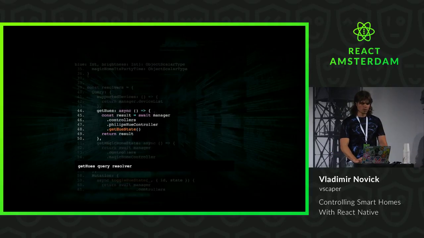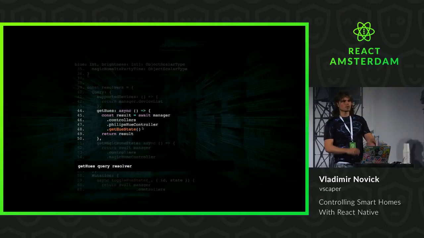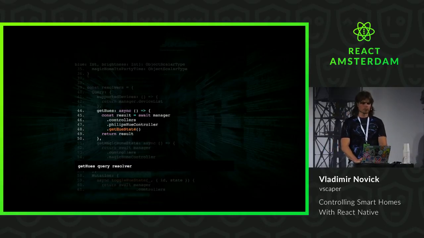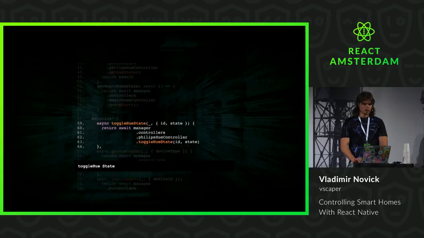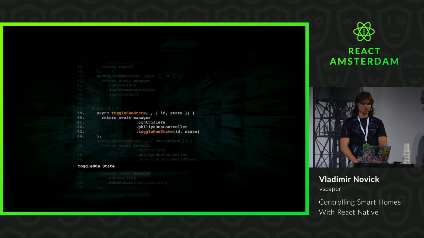GetUse, for example, works in the following way. We have the manager that we created at the beginning, right, by passing the configuration file. It has a controllers object. On the controllers object, we have 3 different controllers: Philips Hue controller, Wemo controller, and Magic Home controller. You will see in later queries, the pattern is similar. You see I have getHueState, which is available on the Philips Hue controller. And for Magic Home, it's the same pattern: manager, controllers, Magic Home controller, right? So you see it looks pretty much the same.